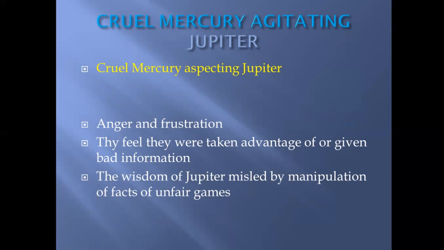So Mercury in this case will give unfair games or information that is not right. So Jupiter is going to feel very frustrated because they feel like they've been lied to or they've been played with.